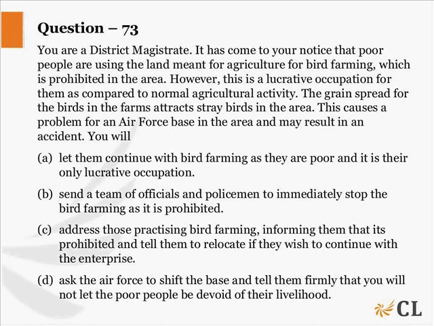Now, this is one problem they have created. There is something that is prohibited, and they are doing it. So one, action can be taken against them. However, this is a lucrative occupation, and as compared to a normal agriculture activity, the grain spread for the birds in the farms attracts stray birds in the area. So because of the grain, birds come and create a problem for the air force in the area, and may result in accidents. The air force is a very sensitive establishment, and there may be loss of life and property. So what will you do in such a situation? Remember, you are a district magistrate.